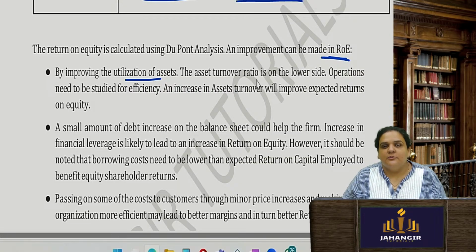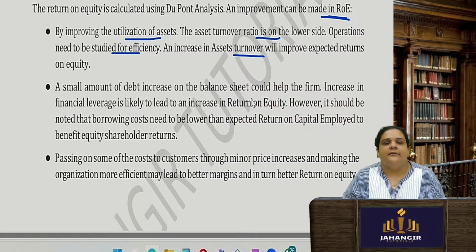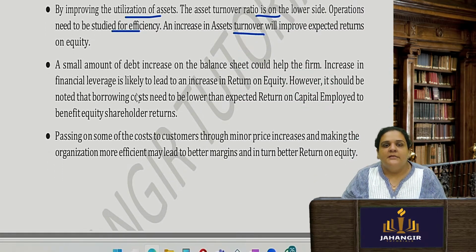Since the asset turnover ratio is on the lower side, operations need to be studied for efficiency. An increase in asset turnover will improve the expected return on equity. A small increase in debt on the balance sheet could help the firm. Increase your financial leverage, and then you will have a better return on equity.